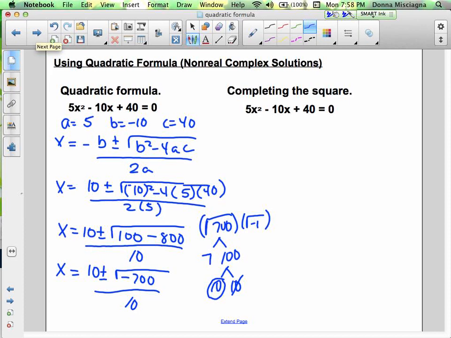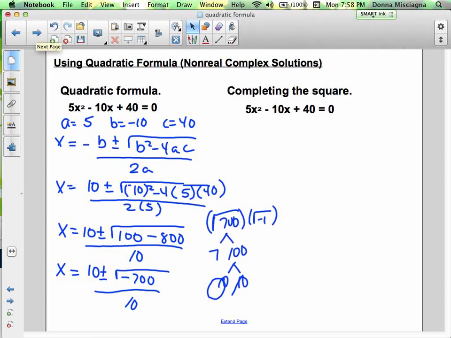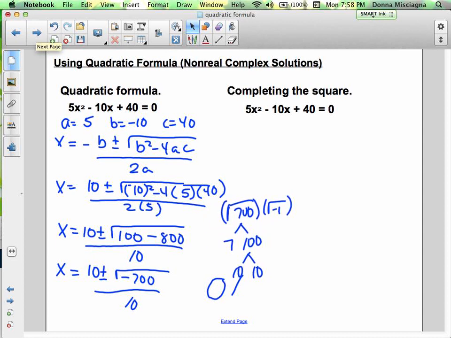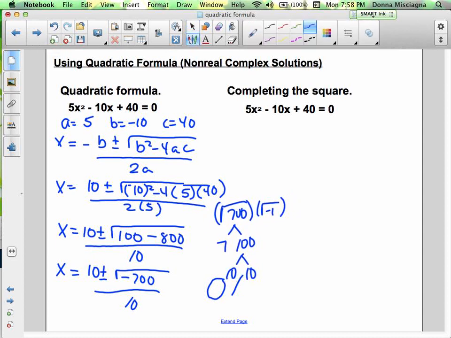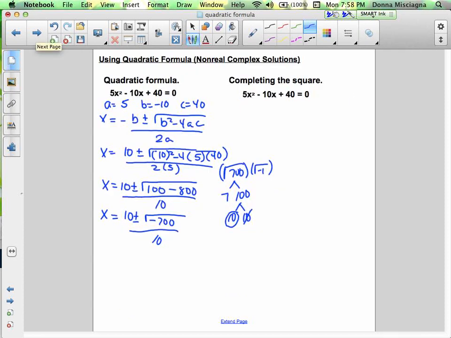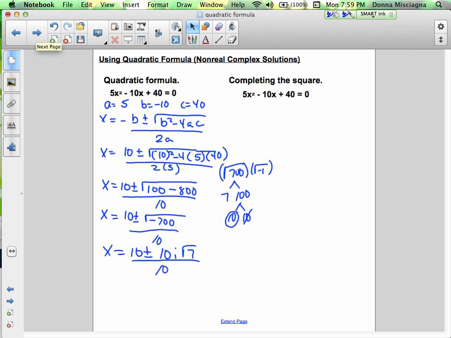So I almost have enough space to finish my answer. If I move you over, I want to block the completing the square part, but let's see if I can squeeze that in here. Or I'll just extend a page. I'm almost done. x equals 10 plus or minus 10i square root of 7, all divided by 10. Hope you see that everybody's divisible by 10. I probably move this down now. I didn't need the space.